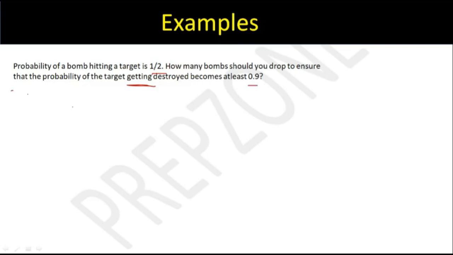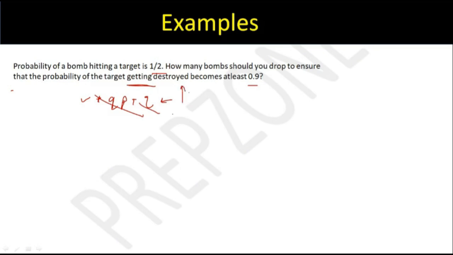So you just keep on doing it, right? First time, it hits the target. Plus, first time it does not hit the target, second time it hits the target. Plus, third time it does not, and so on and so forth. So either you do something like that or you say, the probability of a target getting destroyed is what?